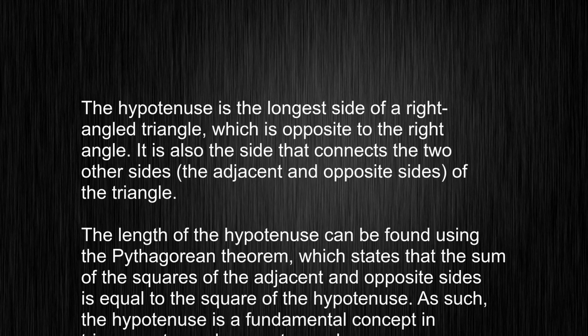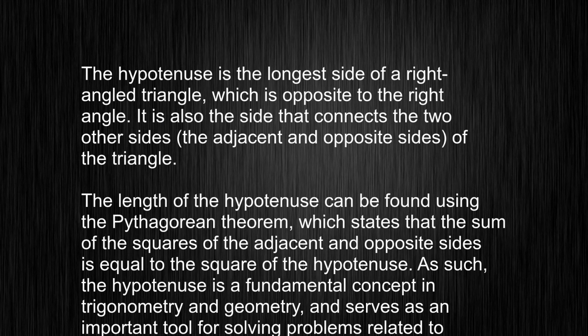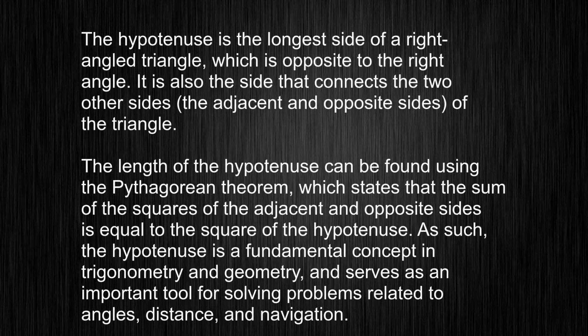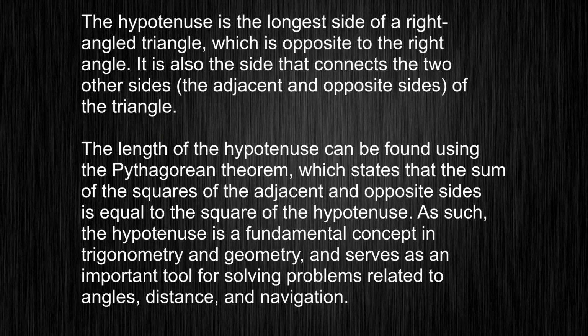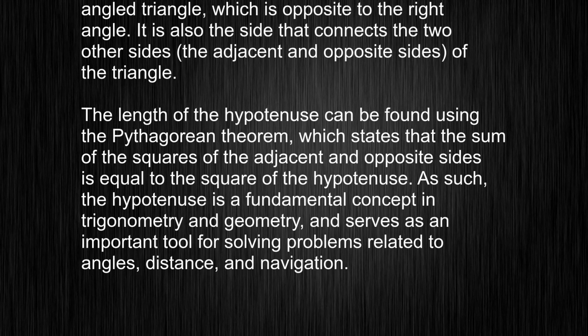It is also the side that connects the two other sides, the adjacent and opposite sides, of the triangle. The length of the hypotenuse can be found using the Pythagorean theorem, which states that the sum of the squares of the adjacent and opposite sides is equal to the square of the hypotenuse.